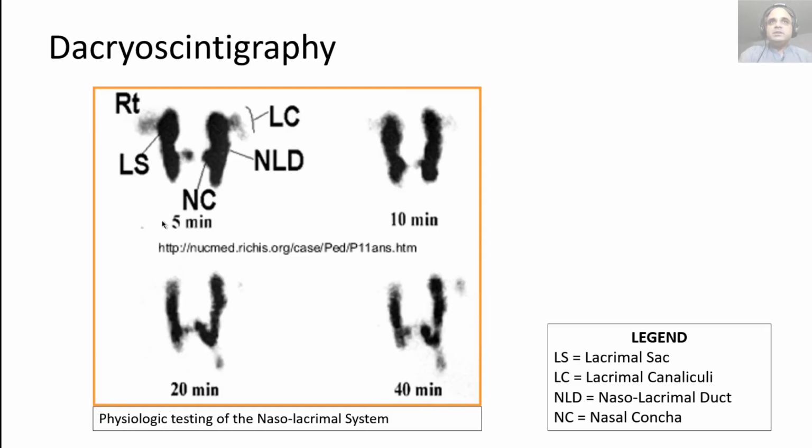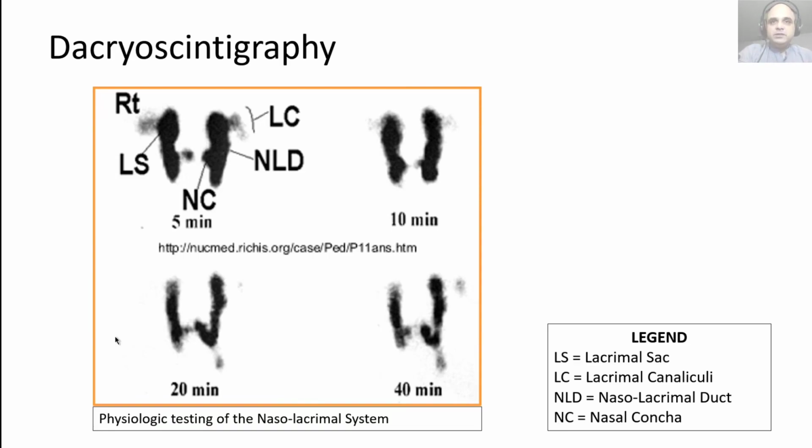This is 5 minutes after the dye is introduced. This is 10, 20, and 40. So the dye's concentration reduces over time simply because the dye is being pumped out of the system, and that is what you would like to see, that after a given amount of time, the entire passage should be devoid of the radioisotopic dye. This is the legend explaining the various structures that you see when a dacryoscintigraphy is done. This is the lacrimal sac, this is the lacrimal canaliculi, the nasolacrimal duct, this is the nasal concha, and finally where the dye drains into the nose is indicated right here.